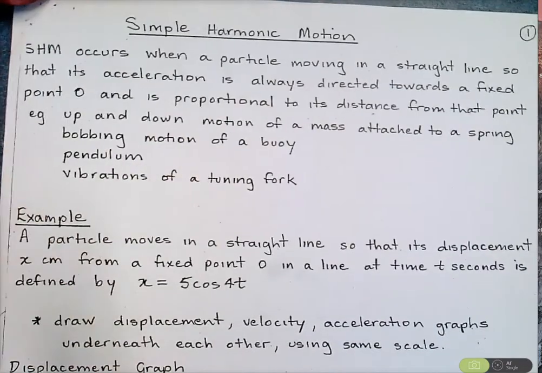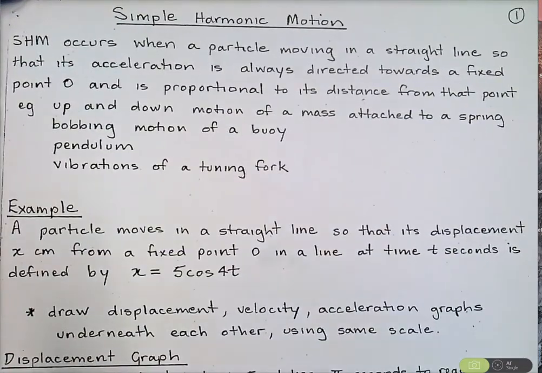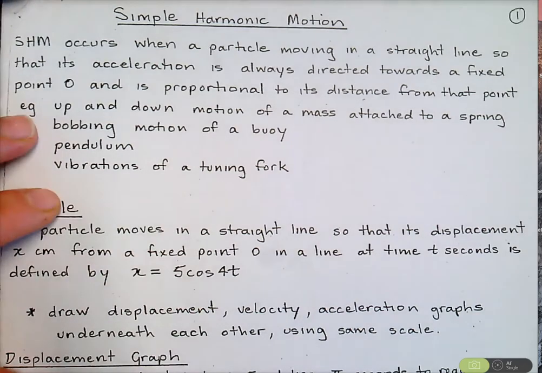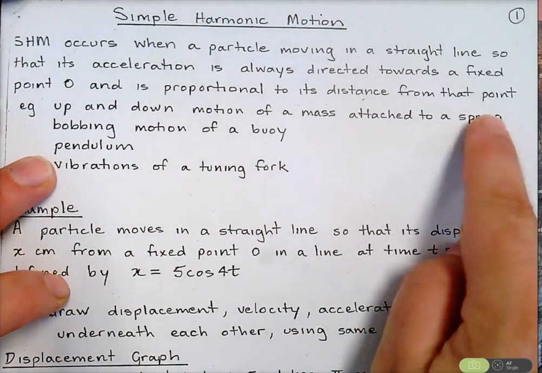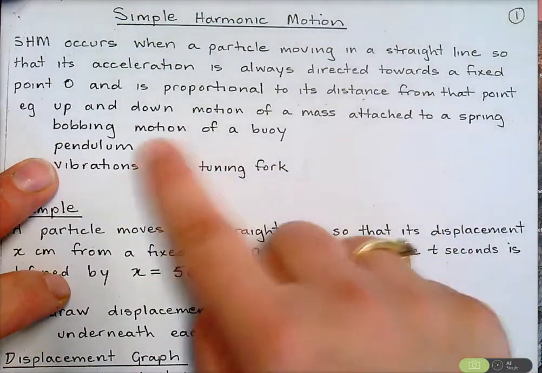Okay, simple harmonic motion is an extension 1 concept. It occurs when a particle is moving in a straight line so that its acceleration is always directed towards a fixed point O and is proportional to its distance from that point. I'll explain that all later.